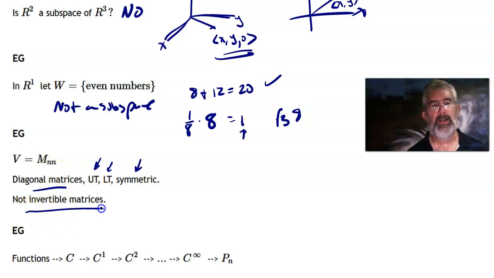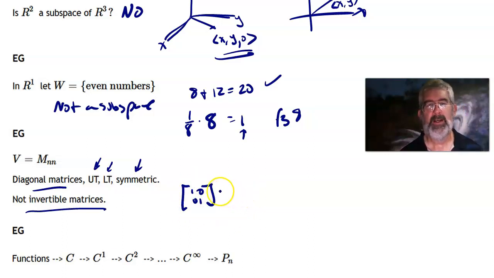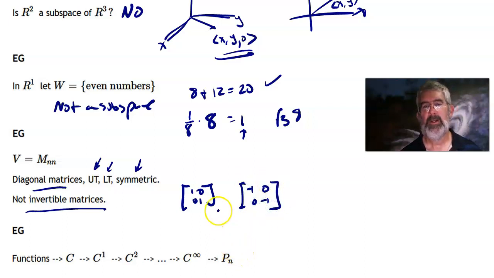I want to point out that invertible matrices are not a subspace. Because, for instance, let's just do 2 by 2s, right? I know that 1, 0, 0, 1 is an invertible matrix. It's the identity matrix. It's its own inverse. Also, I know that the matrix minus 1, 0, 0, minus 1 is invertible. But if I add them together, I get the 0 matrix.